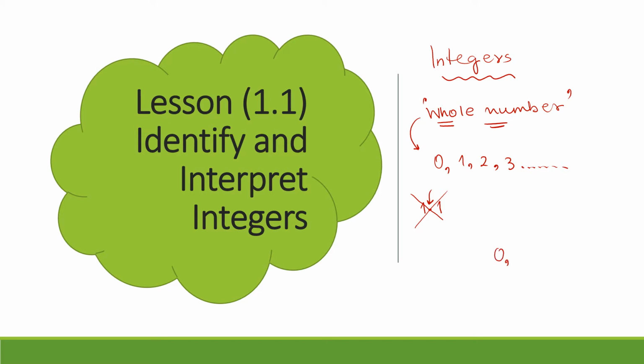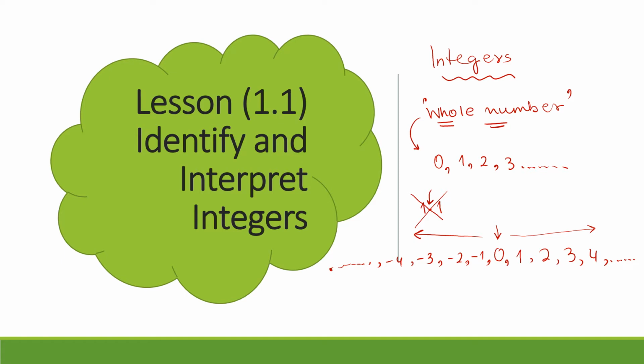So I have 0. Starting neutral point is 0. Now the numbers increase on the right hand side. So they will be 1, 2, 3, 4, 5, 6, 7 and so on. And there are some numbers which are decreasing on the left hand side. So what are they? They will be -1, -2, -3, -4 and so on.